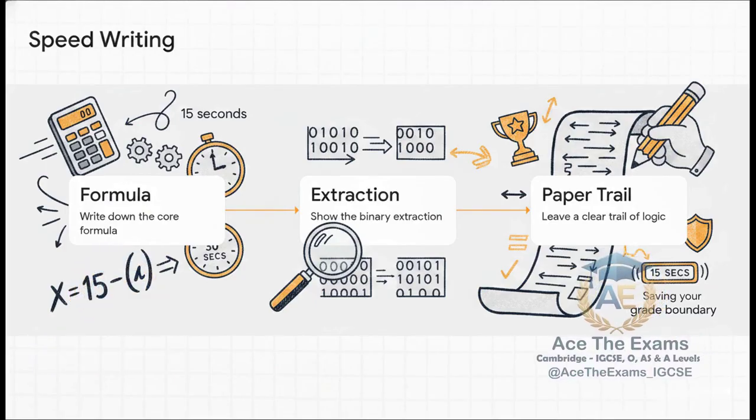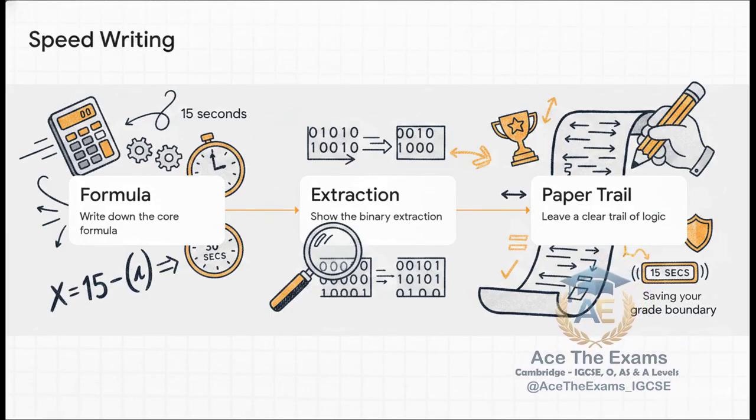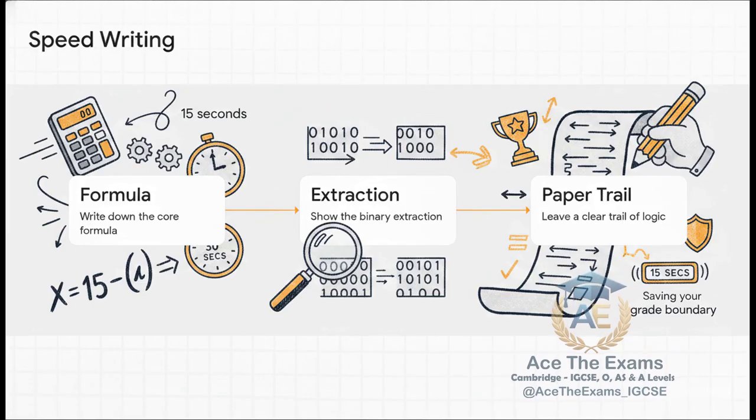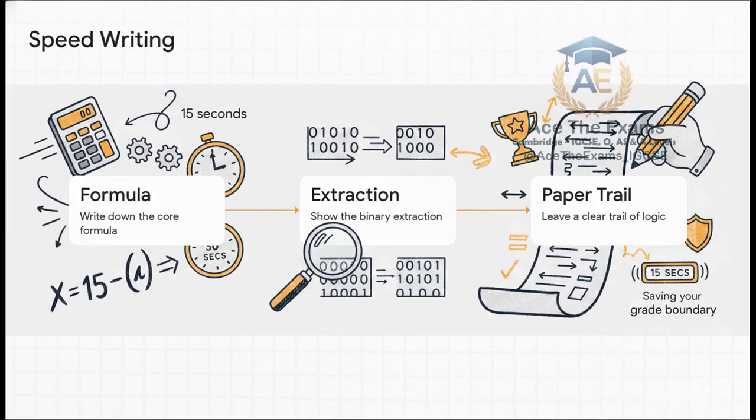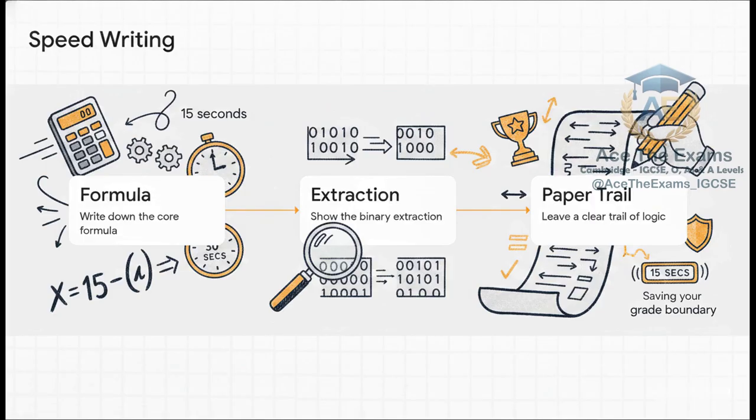We call this speed writing. In the exam, you have roughly 1 minute per mark. So if we put 30 seconds on the clock right now to write a perfect paragraph, you'd spend the first few seconds writing the core formula, then the next chunk of time showing the literal binary addition or extraction, and leave the final 15 seconds to clearly label your answer. It is a completely foolproof paper trail. The examiner doesn't have to guess what you were thinking, it's laid out right there on the page.